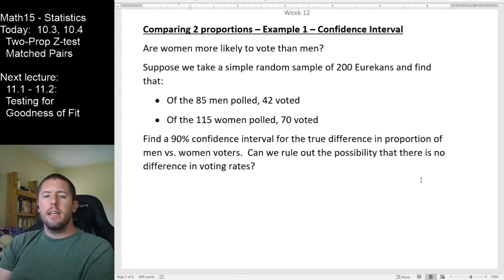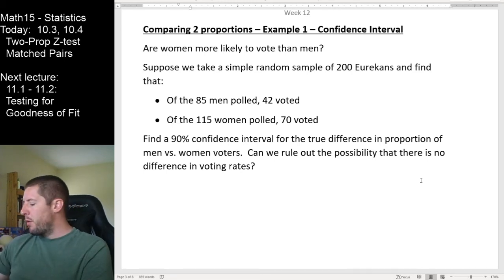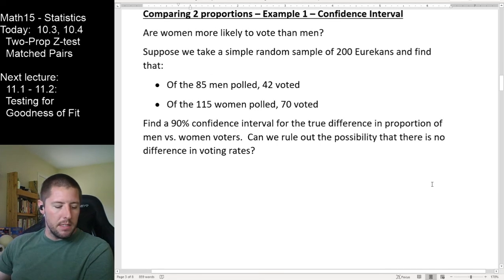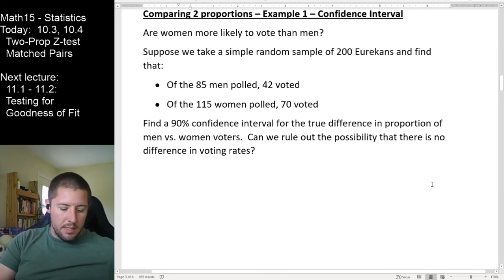And we want to ask, is it possible that there's no difference in voting rates between men and women? Is that a potential result that we're going to be able to interpret from our confidence interval? So let's state the information that we know and that we want to know, and let's compute our confidence interval that's going to be associated with this.